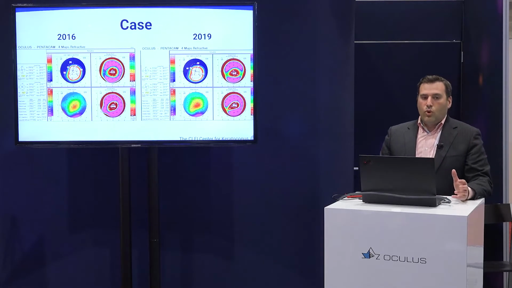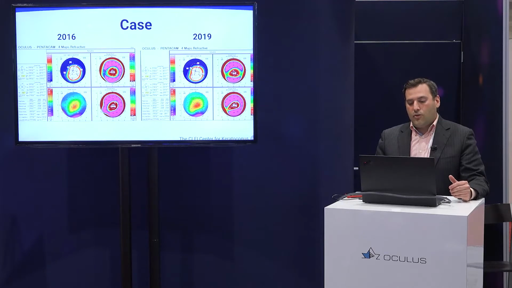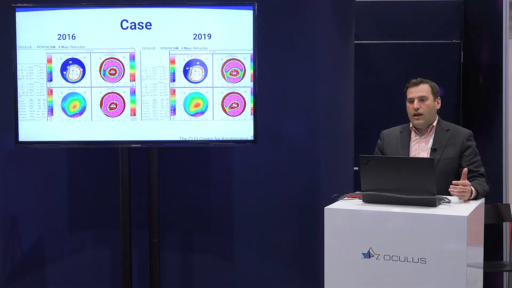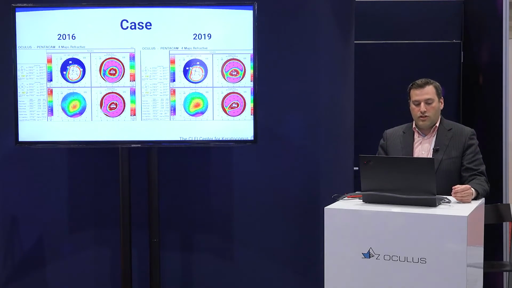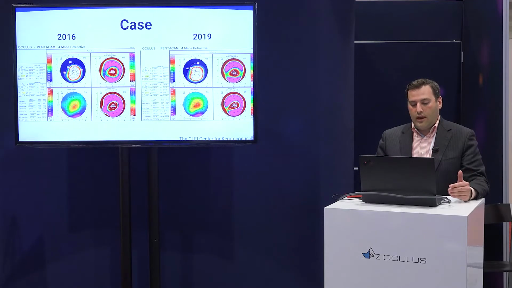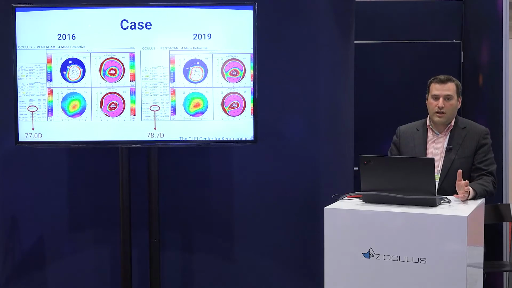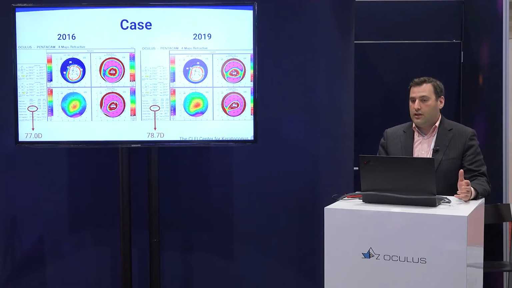So shifting to more severe cases, how do we look at a more severe case and try to determine whether or not they're progressing? So again, focusing in on the metric that we've spent a lot of time on, which is the Kmax, this patient was seen in 2016, and now this is their map from 2019. If we focus in on the Kmax again, 77 in 2016, 78.7 in 2019. So this to me would look like, if we were just looking at that number, they've progressed. They've progressed by 2 diopters. They probably need cross-linking.